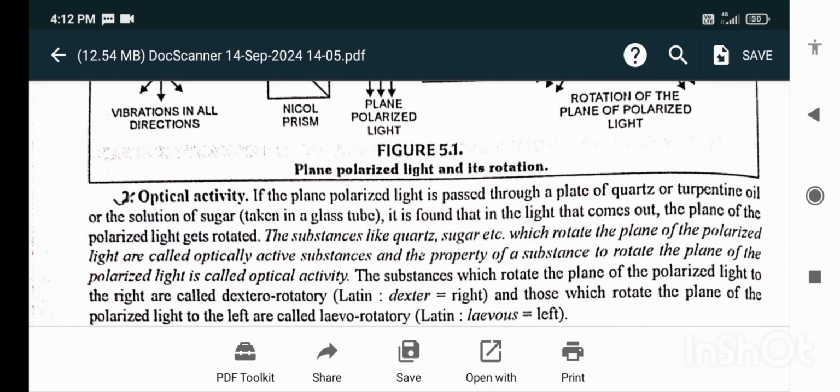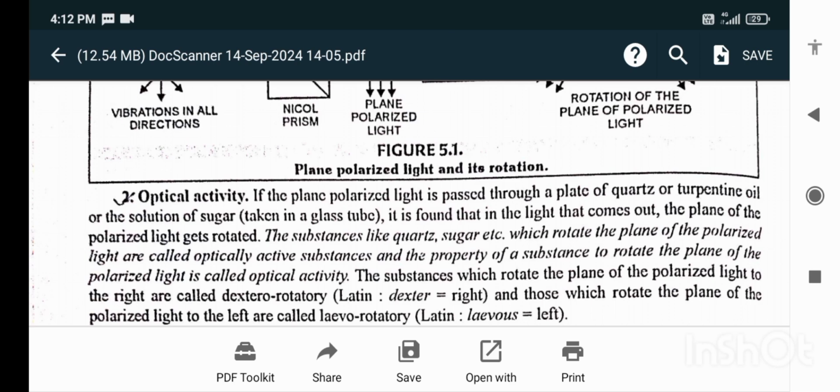Optical activity. If the plane polarized light is passed through a plate of quartz or turpentine oil or the solution of sugar taken in a glass tube, it is found that in the light that comes out, the plane of the polarized light gets rotated. The substances like quartz, sugar, etc., which rotate the plane of polarized light are called optically active substances, and the property of a substance to rotate the plane of the polarized light is called optical activity.